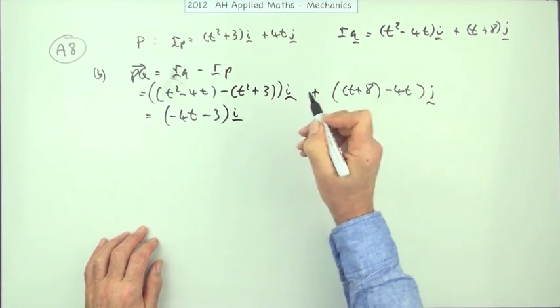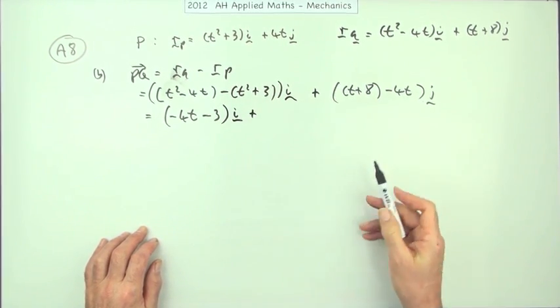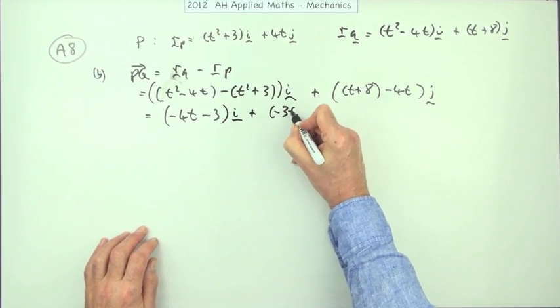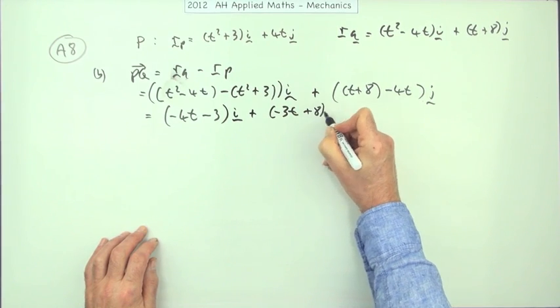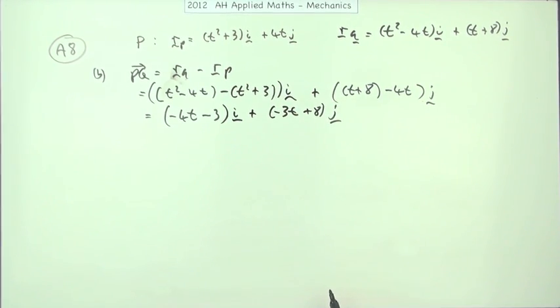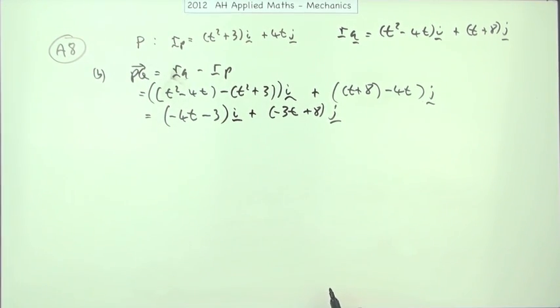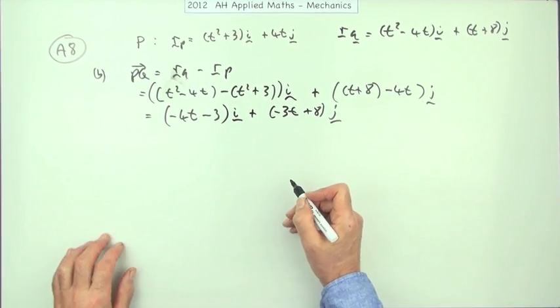But that makes no difference because you're going to square it anyway. And maybe it balances on this side. No, it doesn't. T minus 4t is minus 3t, and then plus 8j. However, it's not the direction of the vector that I want, it's the magnitude of the vector that I want. So these signs won't matter in the end.